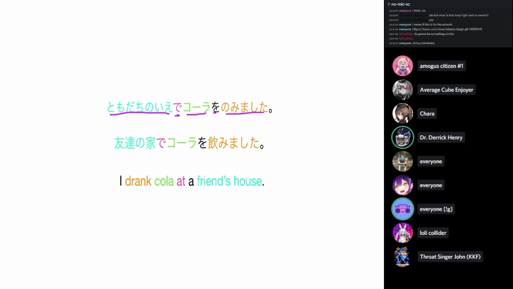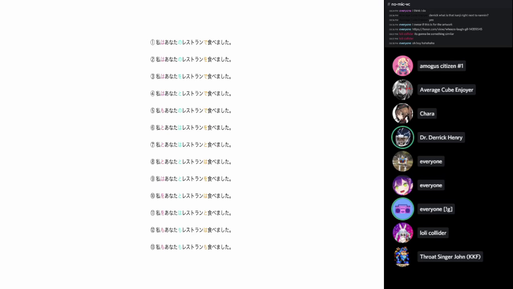So, again, this is different. For example, the destination marker ni, when we were saying ikimasu, for example, right? So tomodachi no ie ni ikimashita is I went to a friend's house. This is I drank at a friend's house. So subtle difference. What I'm trying to point out here is how choosing subtle particle choices changes the meaning of your sentence.